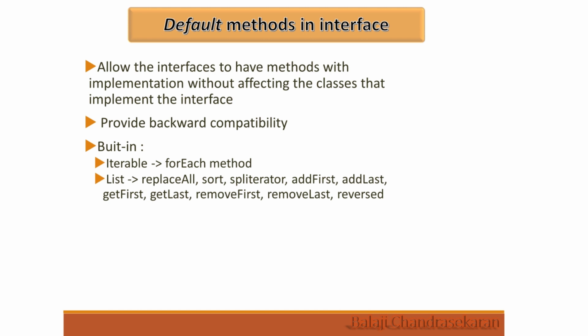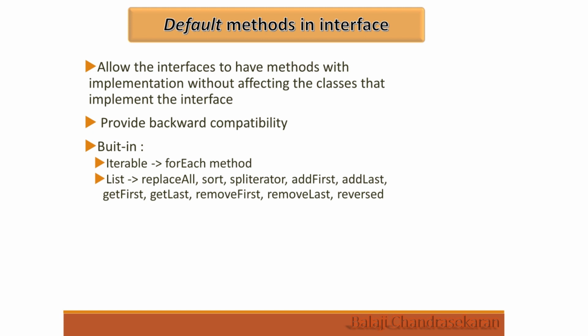The introduction of default methods in Java 8 addressed this issue by allowing interfaces to provide method implementations. With default methods, you can add new methods to an interface without breaking existing implementations. Implementing classes automatically inherit the default method and they only need to provide an implementation if they want to override the default behavior. I am giving an example of a built-in default method added in Java 8.